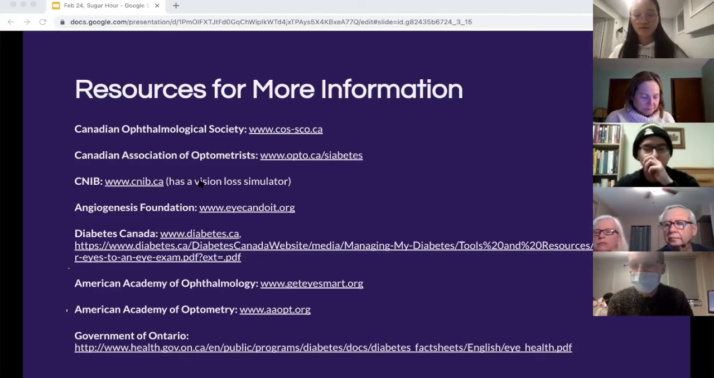So if you're trying to get a visual perspective on what's actually going to happen, I recommend just checking out the link. You can just Google CNIB vision loss simulator. It's the first thing that pops up on Google, and then just check it out for yourself if you're curious about what these symptoms or these manifestations of eye disease might look like.